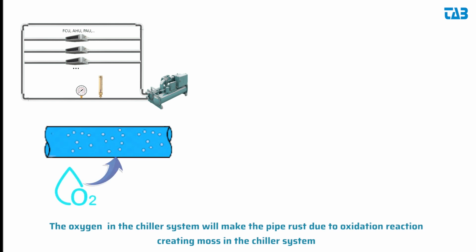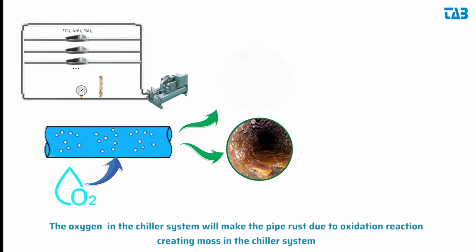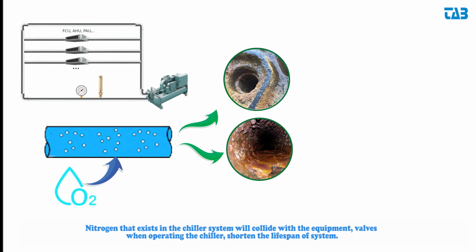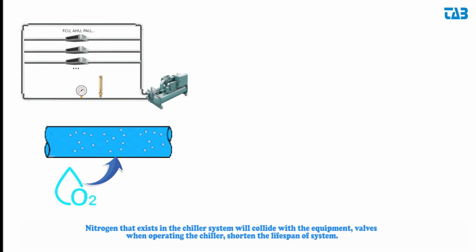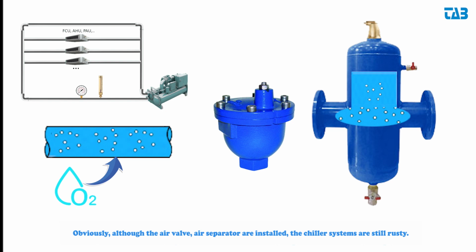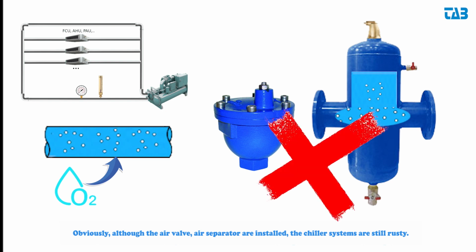The oxygen in the chiller system will make the pipe burst due to the oxidation reaction, creating moss in the chiller system. It will decrease the productivity of the system gradually. Nitrogen that exists in the chiller system will collide with the equipment valves when operating the chiller, shortening the lifespan of the system. Both air valves and air separators can only separate air bubbles with a small velocity; they cannot separate the compressed air in water. Obviously, although the air valve and air separator are installed, the chiller system is still rusty.